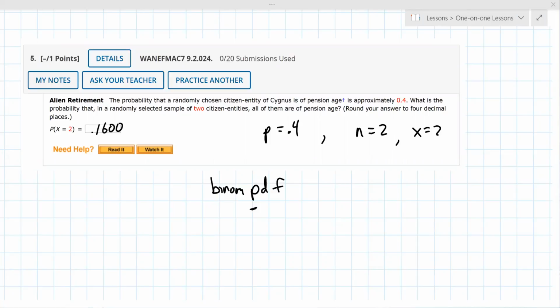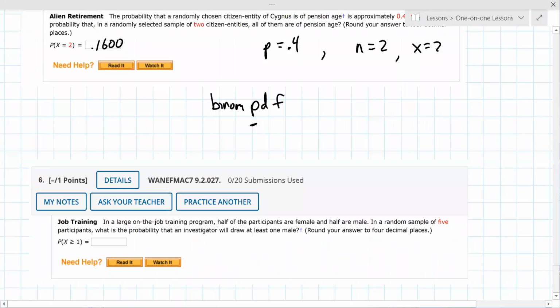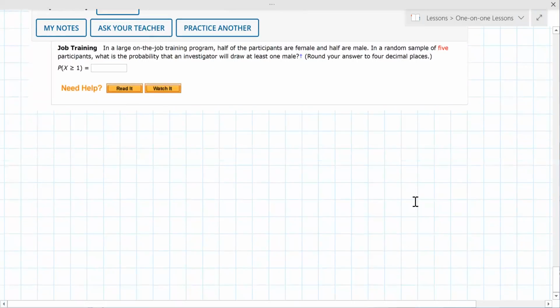All right, one more question in this section. Give us a decent shot of finishing everything in the next 17 minutes or so. Question 6. All right, in a large on-the-job training program, half the participants are female and half are male. And a random sample of 5 participants, that's telling you that N equals 5. What is the probability that an investigator will draw at least 1 male? So the probability of being male is 0.5 because we know that half are male and half are female.